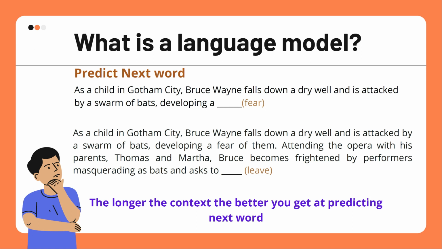But the better a language model is, the more data it is trained on, it gets better at predicting the next word and making plausible text as good as humans.